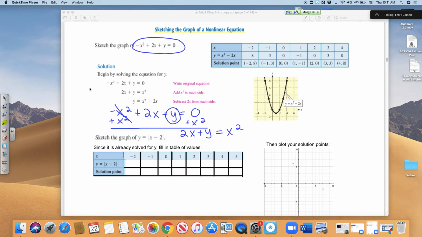The next thing I'm going to do is move the 2x to the right-hand side. What would I do to move that? It's a positive. What would I do to move that? Yeah, subtract. So it's subtract 2x, and the equation is y equals x squared minus 2x.